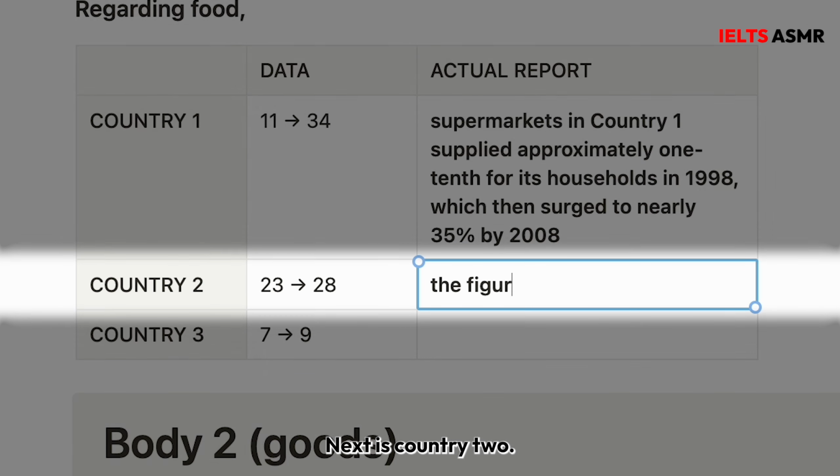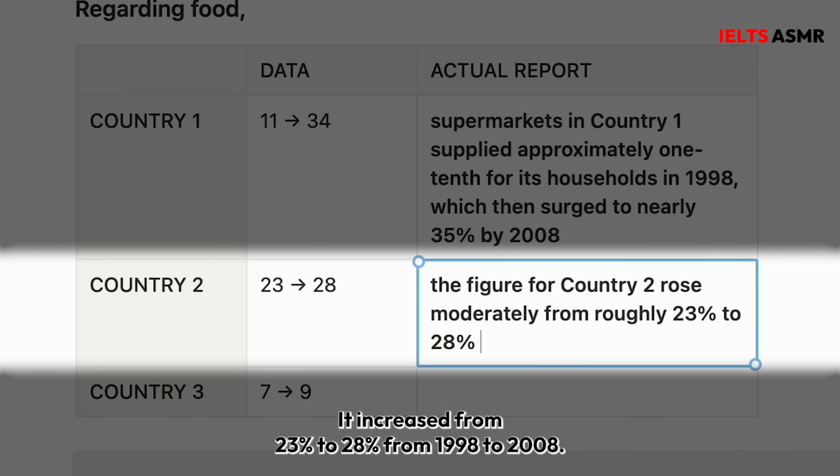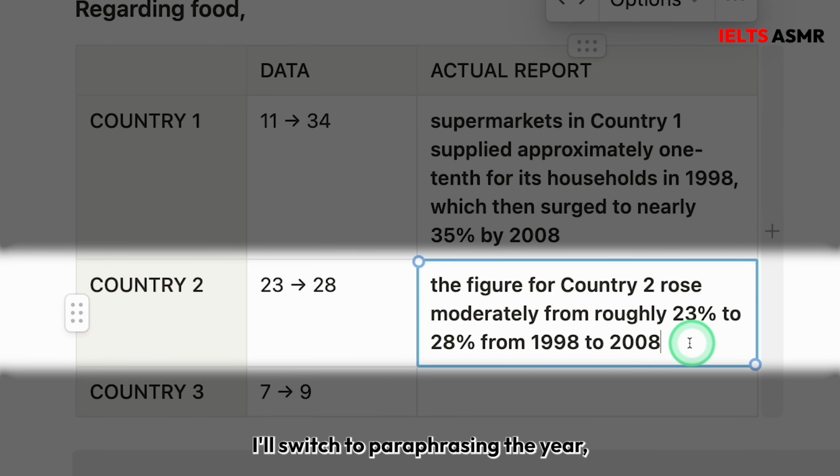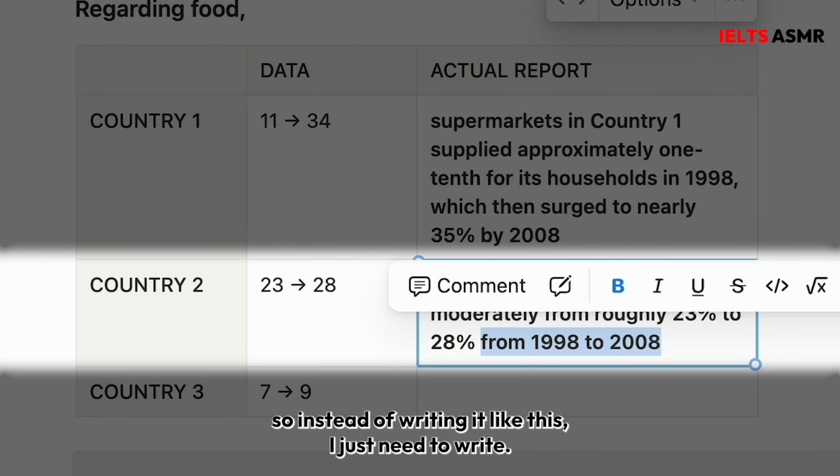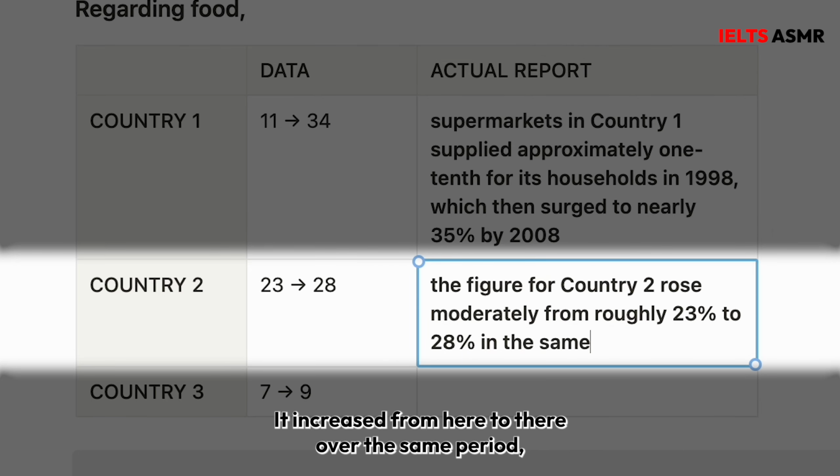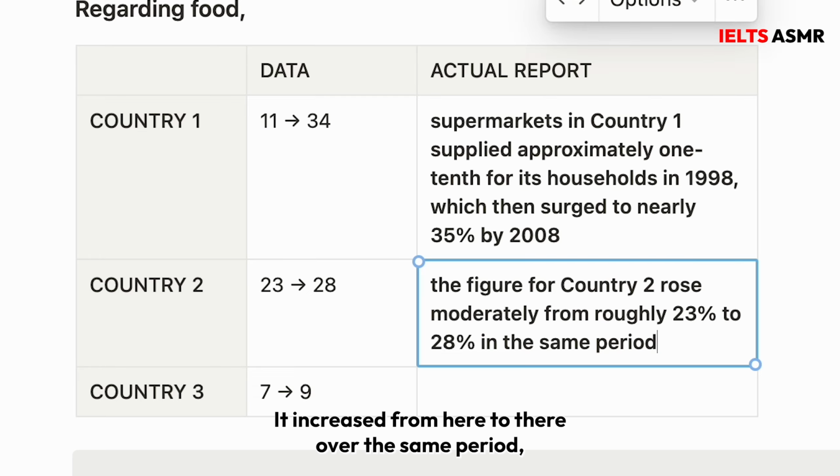Next is country 2. It increased from 23% to 28% from 1998 to 2008. I'll switch to paraphrasing the year, so instead of writing it like this, I just need to write it increased from here to there over the same period.